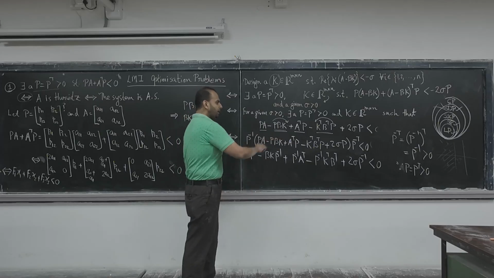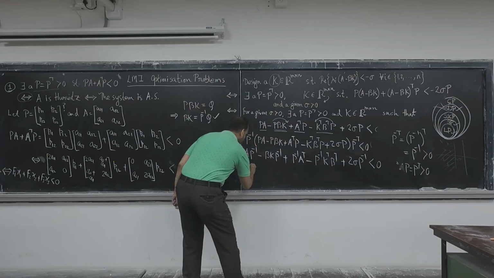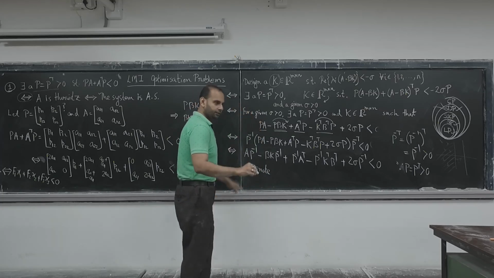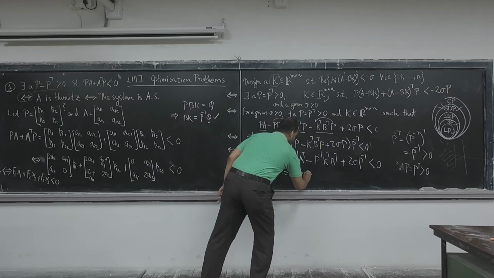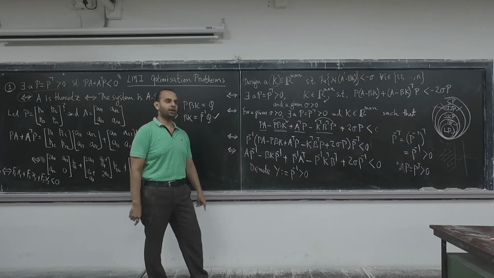Now that is the remaining step, please complete. After that we are going to do two small things, that is denote. We are going to bring in new variables. First of all, Y := P inverse > 0. So now instead of P we are going to introduce a new Lyapunov candidate, which is your Y.